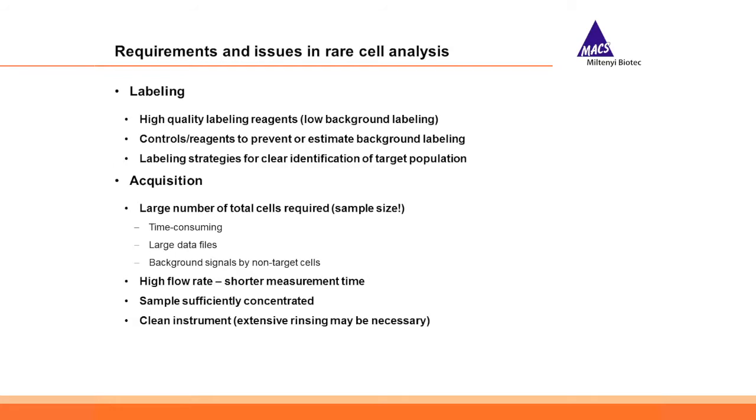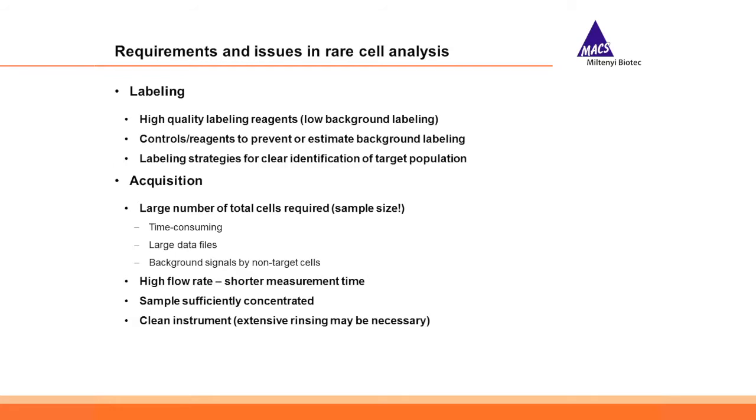Then for the acquisition, what is the challenge here? Of course, when you only have very few target cells and you want to see a decent population in your plot, you have to acquire a large number of total cells. That also means your starting material needs a decent number of cells. If this is too low, you will never get enough cells to visualize.